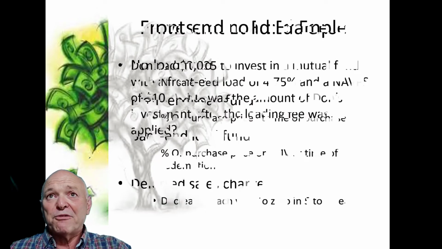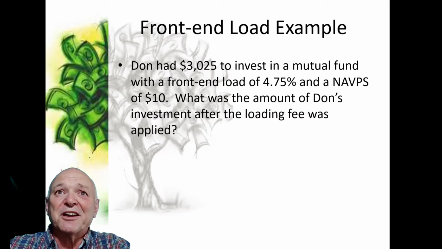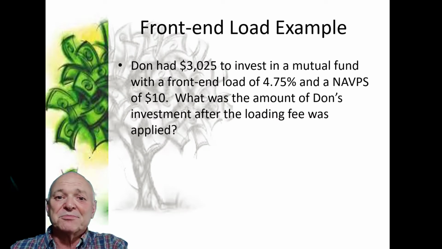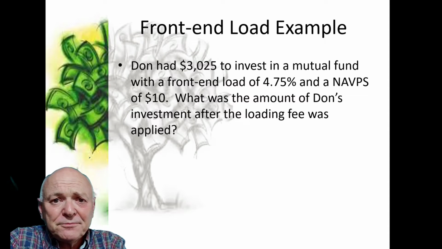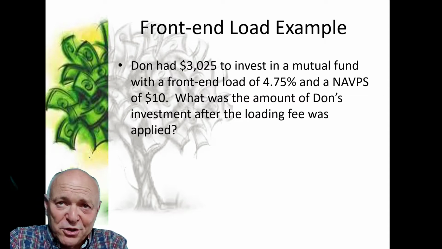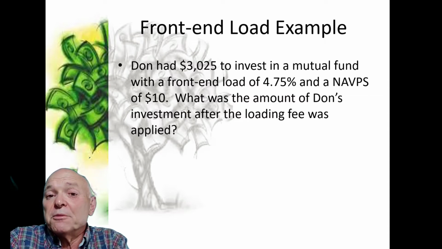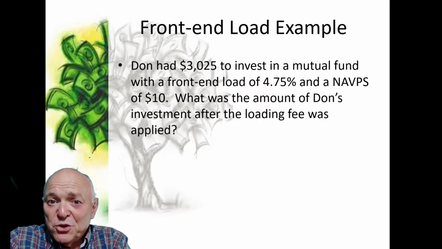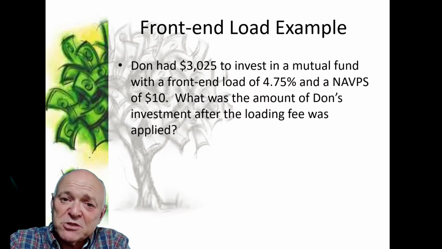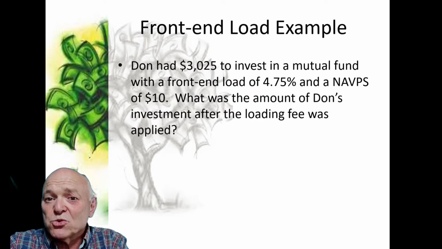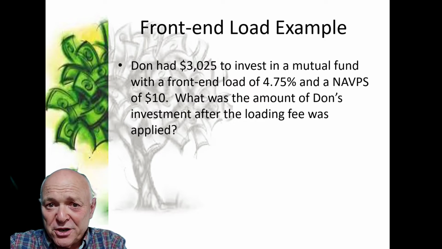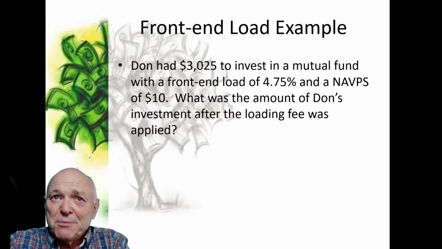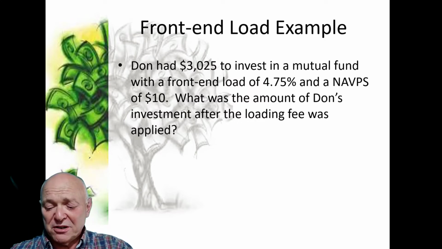An example of a typical front-end investment: our investor Don had $3,025 to invest in a mutual fund. The mutual fund has a front-end load of 4.75%. The mutual fund units themselves sell for $10. That's what we mean by NAVPS, or net asset value per share. We'll come back to that one in a minute. So what was the amount of Don's investment after paying for the fee?